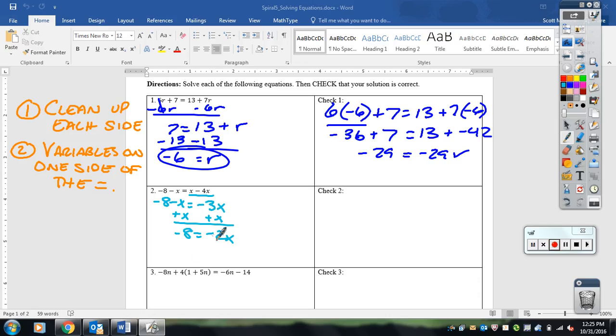Negative 3 and 1 is negative 2. Divide each side by negative 2. Again, that's the division property of equality. X equals negative 4. I'm going to switch them. X equals negative 4 like that. And when I switch sides like that, that's called the symmetric property. Just a review of properties while I'm here.